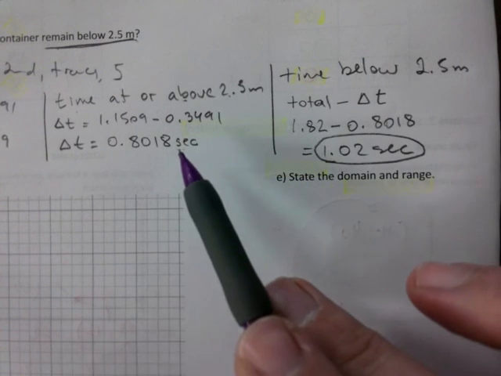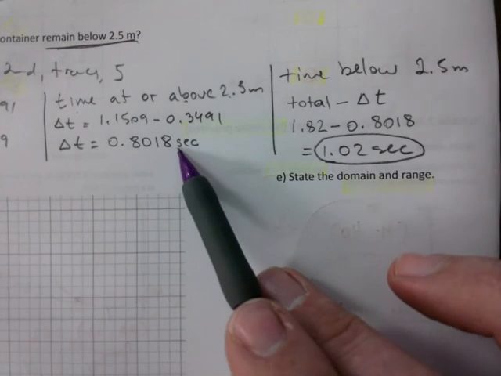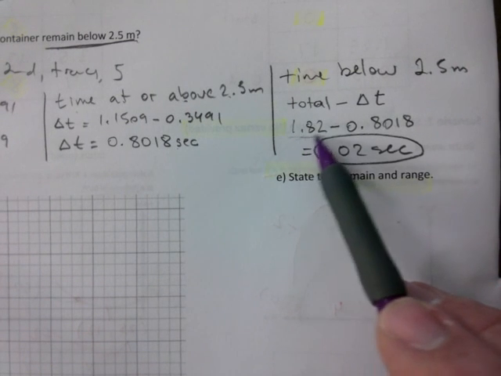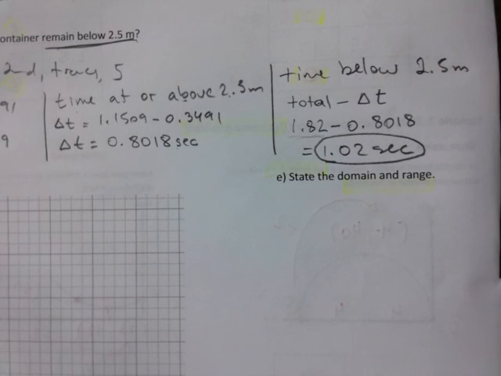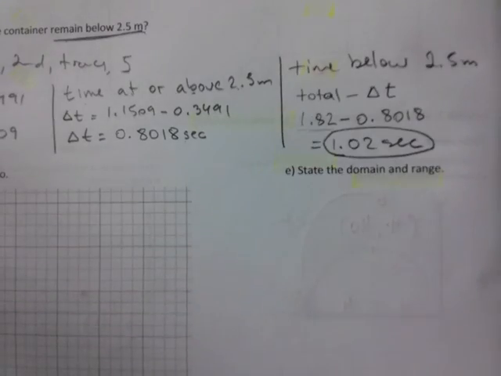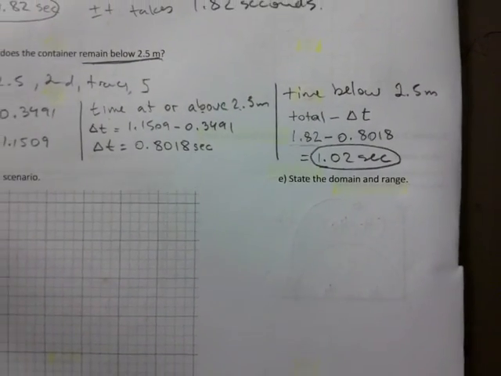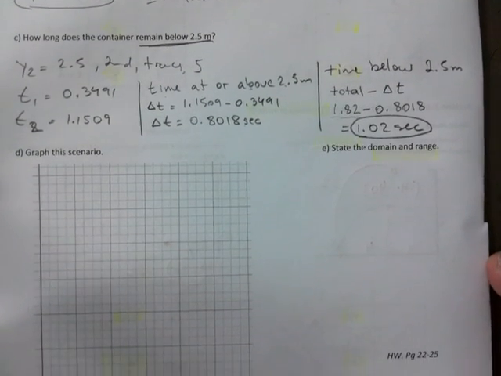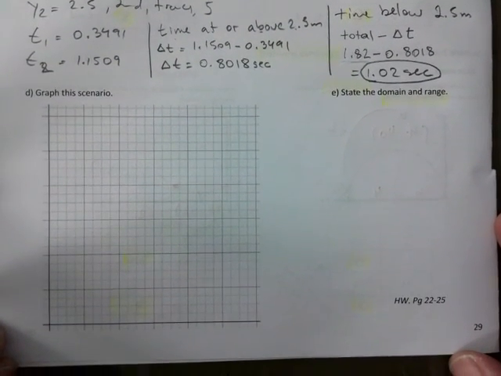So recap, I found how much time it spent above that. So if I know that it takes 1.82 seconds in total to travel, I'm going to take that away. So now I know how much time was spent below 2.5 meters. That's graph, do the domain and range. Go ahead, Marcus. And do the domain and range, and then we'll go ahead.